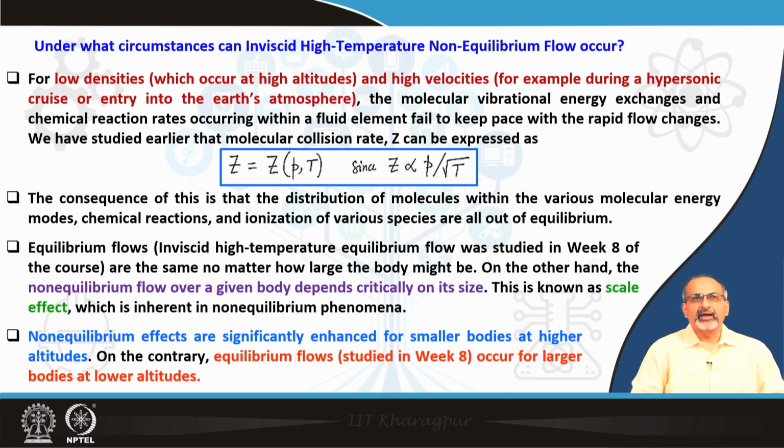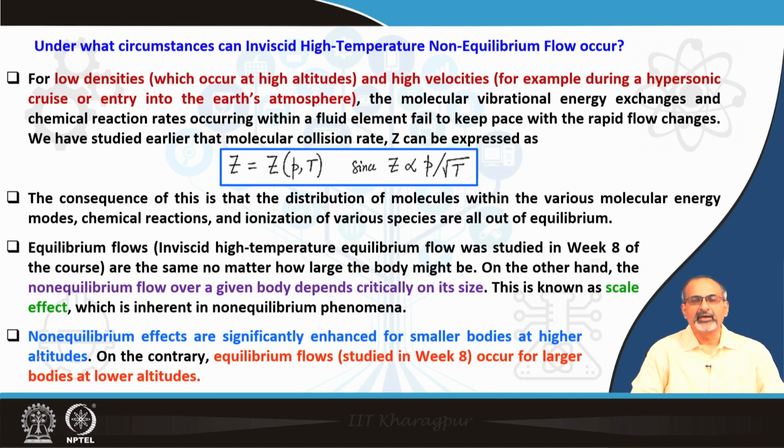Let us begin by looking at what circumstances are important for us to look at inviscid high temperature non-equilibrium flow. We would notice that for low densities, which may be occurring at high altitudes, and high velocities, which may be occurring for hypersonic cruise vehicles traveling at fairly large Mach numbers in the upper reaches of the atmosphere or entry into the Earth's atmosphere, the molecular vibrational energy exchanges as well as the chemical reaction rates occurring within a fluid element will fail to keep pace with the rapid flow changes which occur at such velocities.